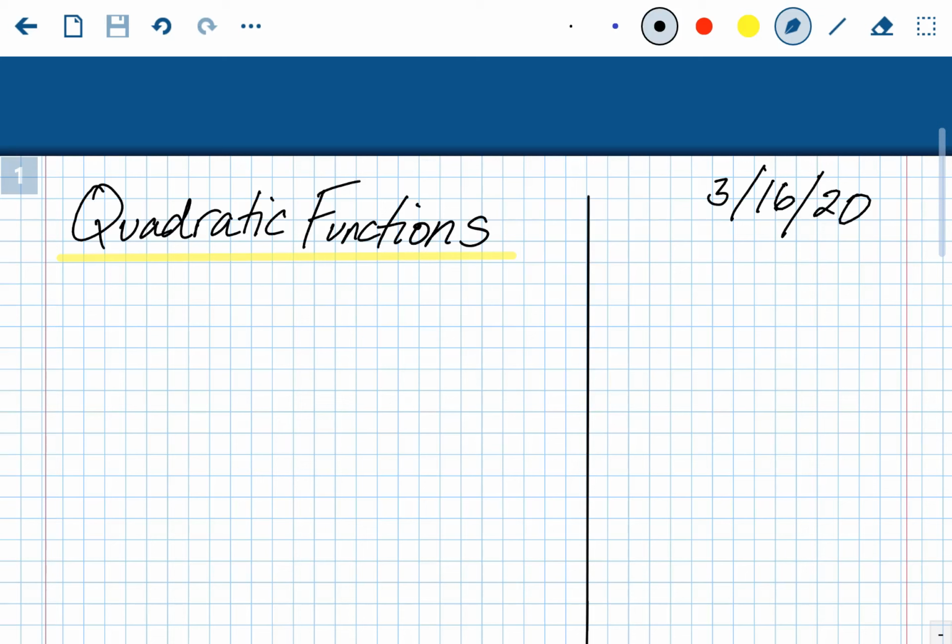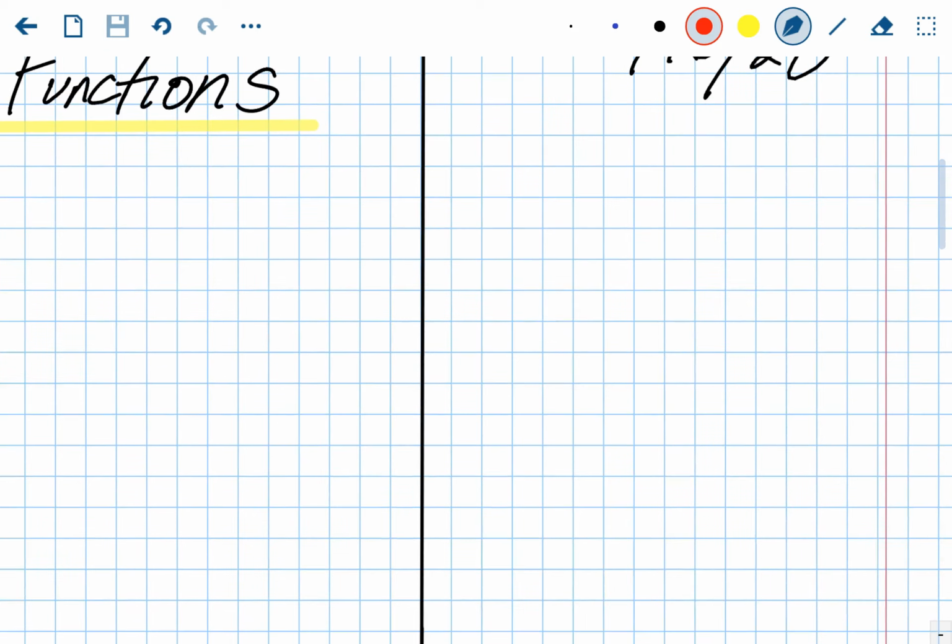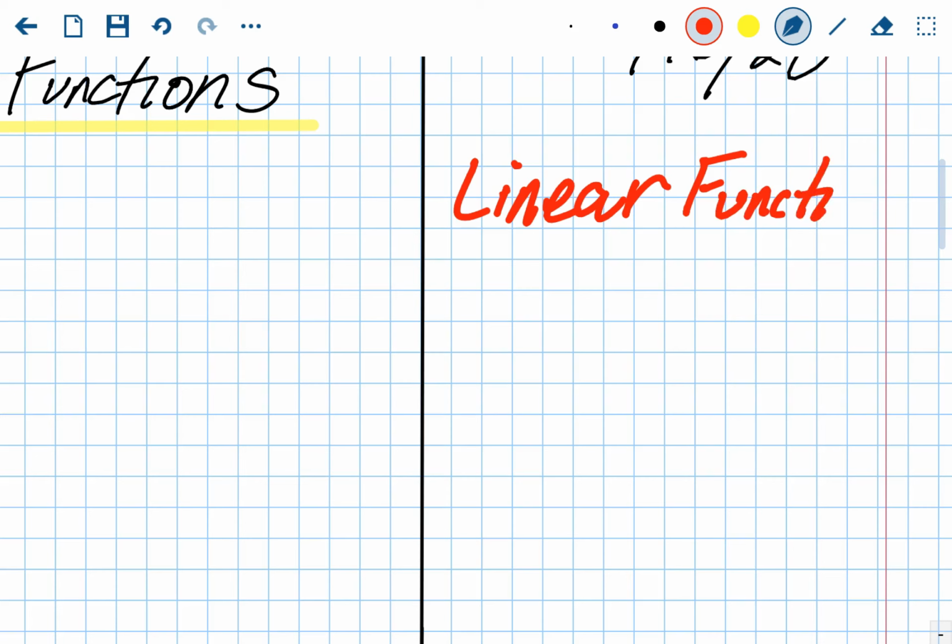Quadratic functions are the third main function that we do in Algebra 1, behind linear functions and exponential functions. Okay. So before I talk about quadratics, I do want to talk about linear and exponential again, just a quick refresher. Linear functions are linear, obviously, appropriately named.